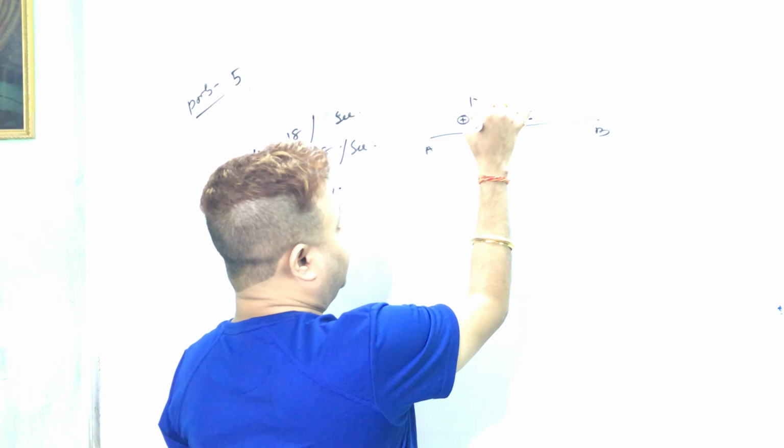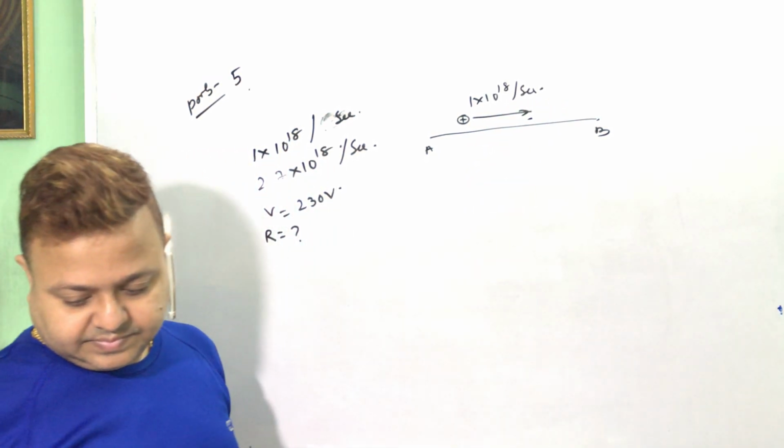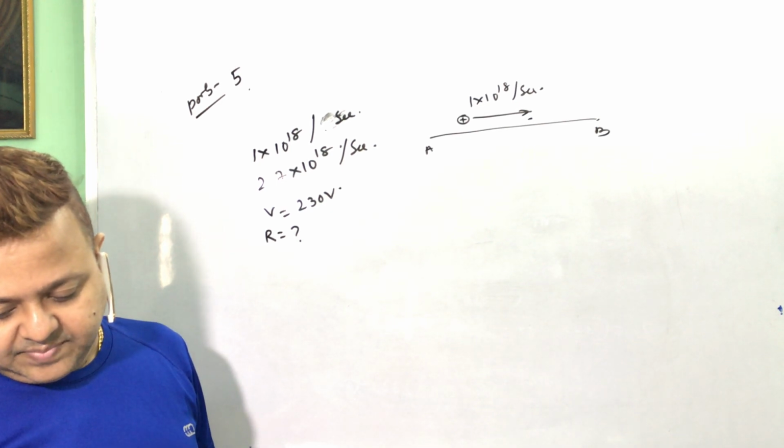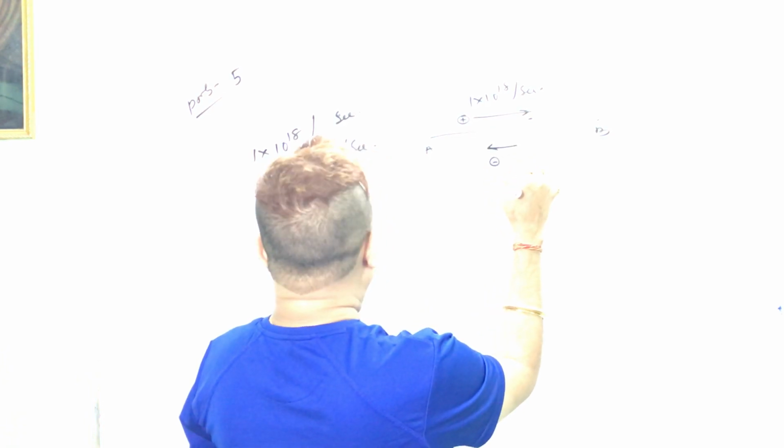Suppose this is a tube. The number of protons drifting from A to B is 1 into 10 to the power 18 per second, while the number of electrons drifting in the opposite direction is 2.7 into 10 to the power 18. That is, the positive charge, the proton, is moving in this direction.